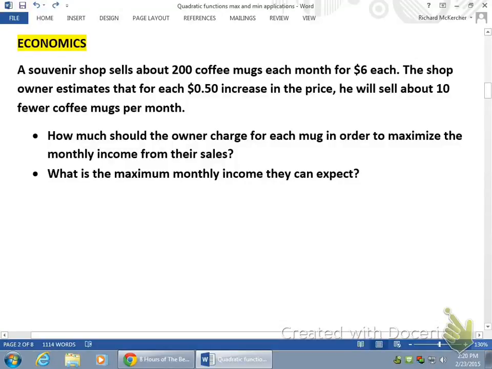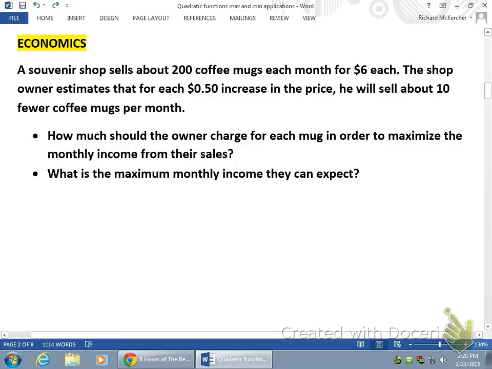All right, Math 2, we're looking at some word problems to utilize our maximum and minimum from our quadratics. This could be an example of something you might see. Read over the problem. A souvenir shop sells 200 mugs each month for $6 each. The shop owner estimates that if he increases the price 50 cents, he will sell 10 fewer mugs. So our job is to find out how much he should charge to maximize the profit. That's what we're looking to do.